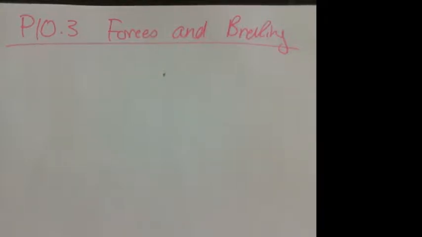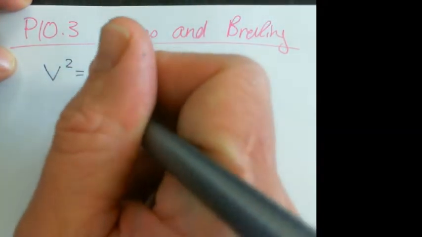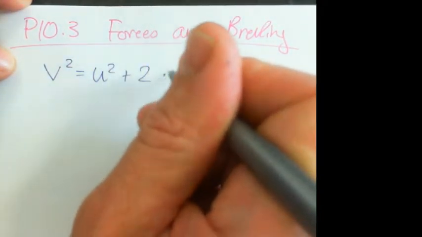Okay, so P10.3, forces and braking. On your data sheet you are given an equation, which is a bit more complicated than your normal equations, which is why you're given it, which is v squared equals u squared plus 2ax.